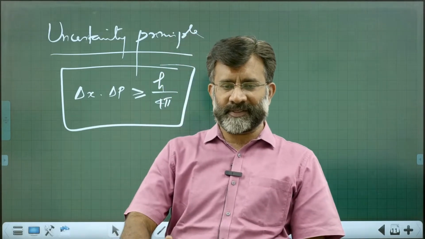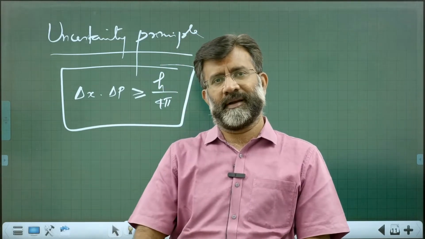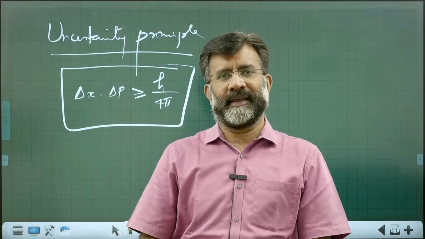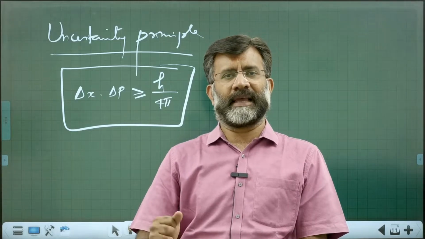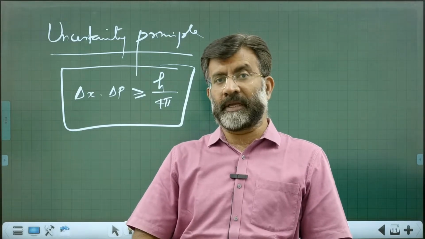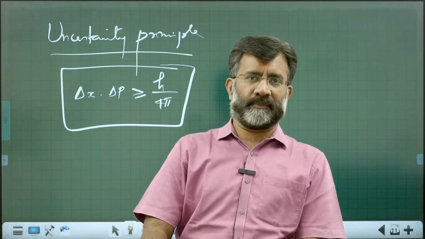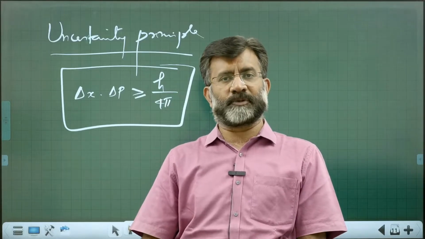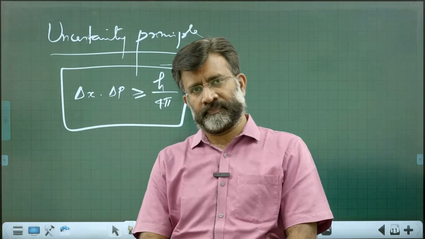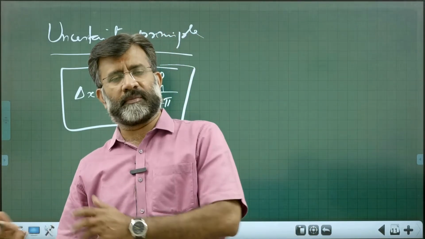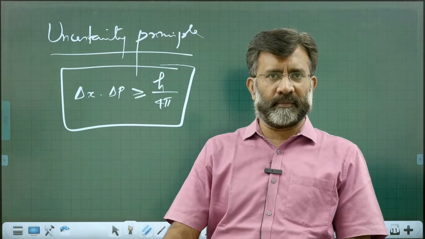Bohr model was not able to counter Heisenberg's explanation. Heisenberg's argument was actually a very big blow to the Bohr model. Bohr model was unable to explain the uncertainty principle. And then we are moving on to the quantum mechanical model of atom.